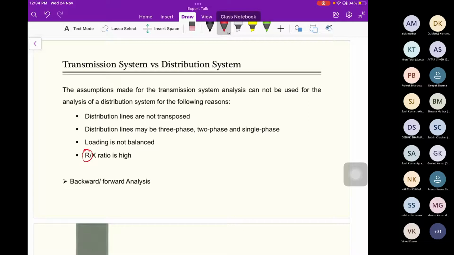In the transmission system, we can assume a balanced system, so we can transpose the transmission line, but it's not possible in the distribution system. From the transmission point of view, we have used some Newton-Raphson methods and Gauss-Seidel methods, but those algorithms are not applicable in the distribution system. So in the distribution system, we use the backward forward load flow analysis.